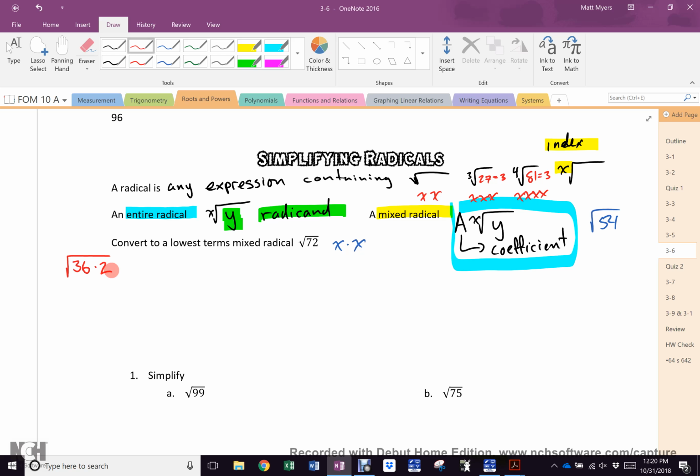Everybody agree? Okay, so if there was no 2 there, what would the answer to this be? 6, because I would bring a 6 out from under there, and the answer would be 6, yes? But there is a 2 there. So I can get out the square root of 36, which is 6, but I couldn't get out the square root of 2 because it doesn't exist, does it? So I had to leave it under there. Does everybody see what happened there?